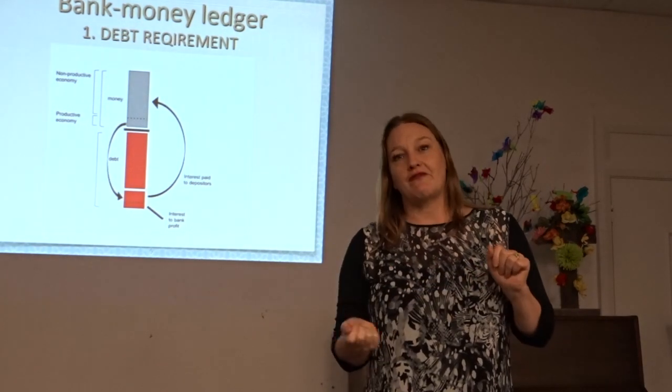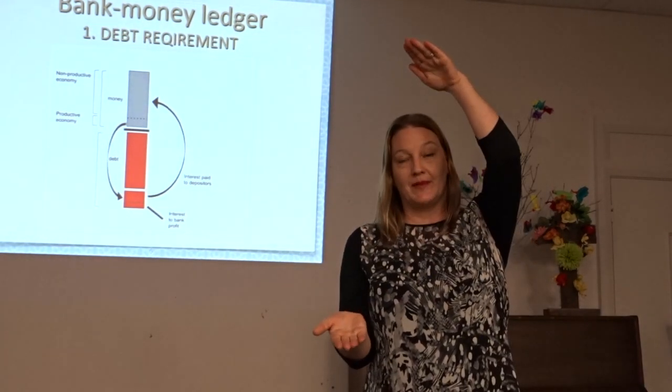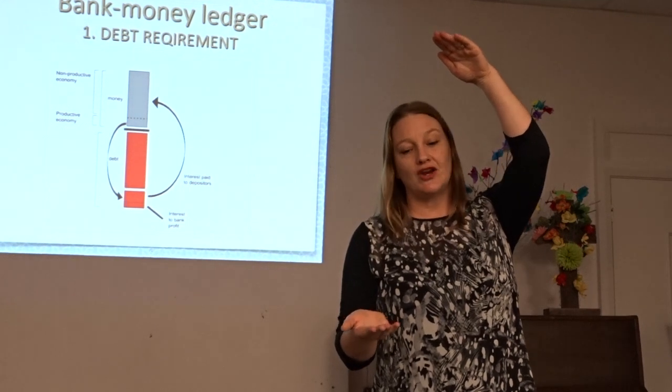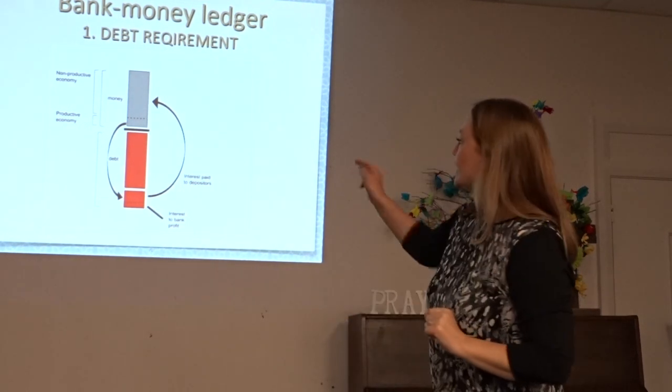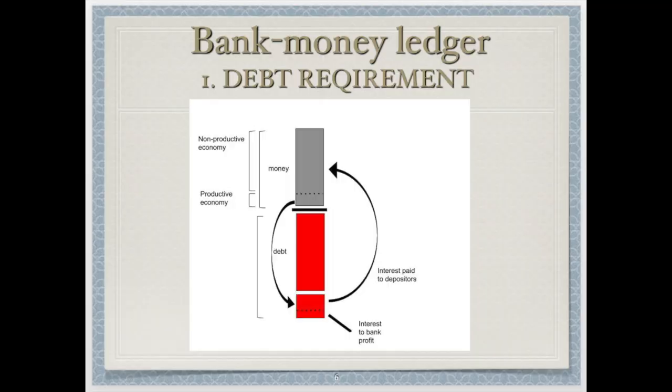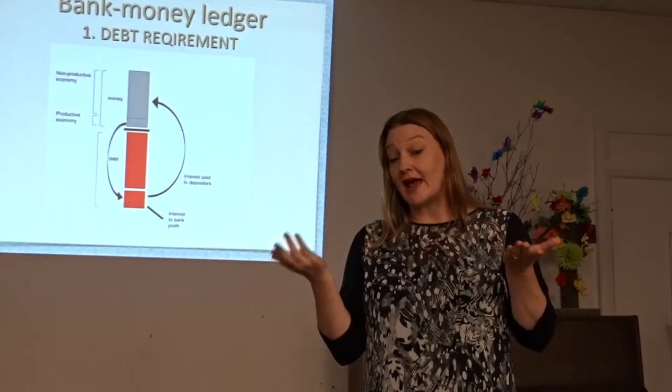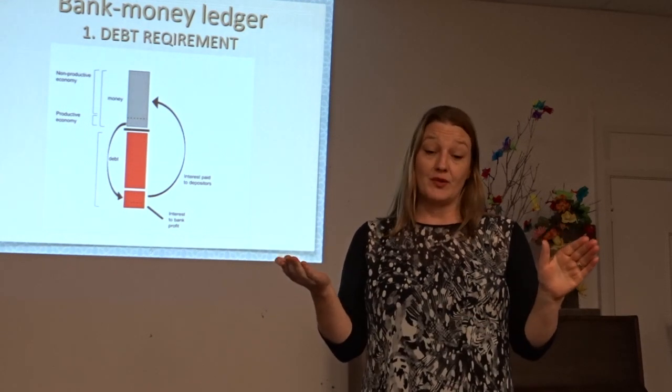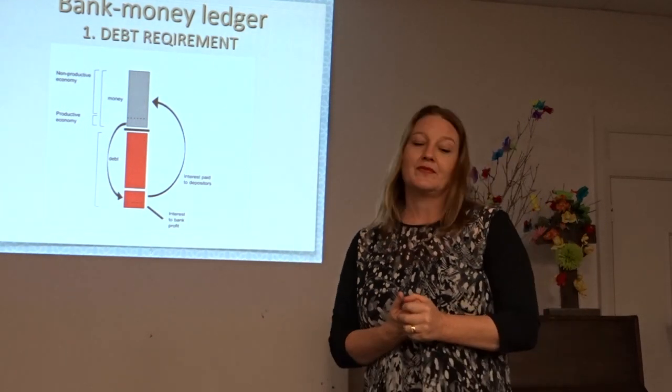So here's our little graph again. We've got our debt, we've got our money, but what happens is we have to pay interest on the money. So the interest is down the bottom here. Now, what we can see from this is that there's more money owing to the bank than there actually is in the economy. So now, if we paid back all our loans, there'd be no money in the economy and we'd still owe money to the bank.